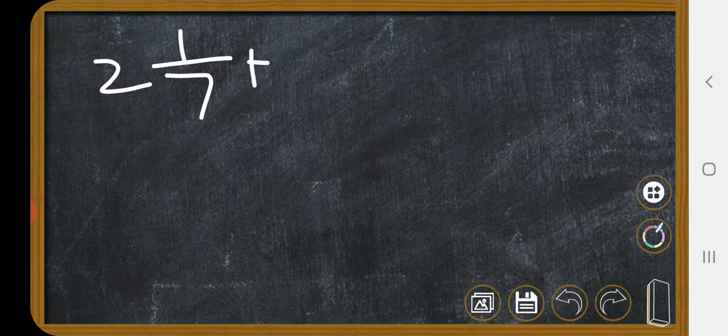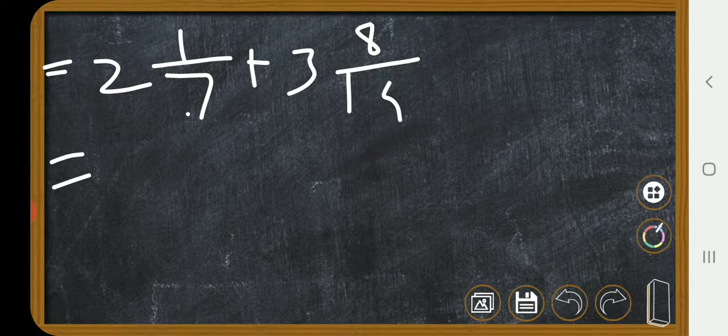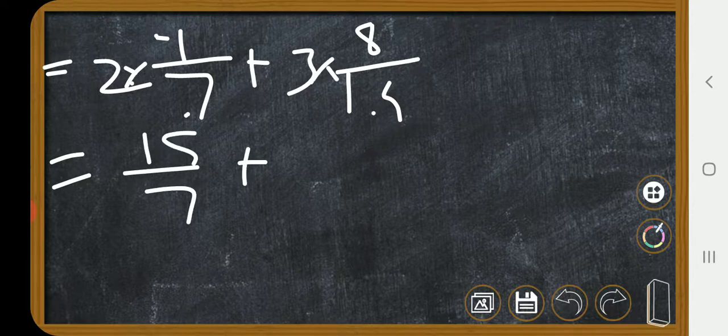Okay, understood? Then let us go through one more example, with 8 and 14. Now multiply 7 by 2, 14, plus 1, 15 by 7, and 14 multiplied by 3, how much? 42. 42 plus 8, 50.